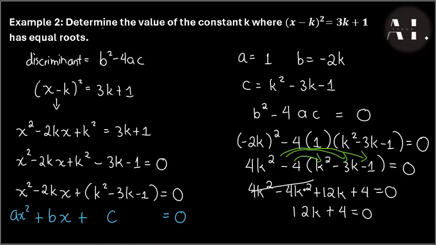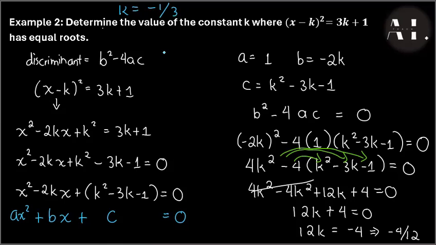Add negative 4 on both sides. We'll have 12k is equal to negative 4. Then divide both sides by 12. We will get the value of k, which is equal to negative 4 over 12. And that simplifies as negative 1/3.